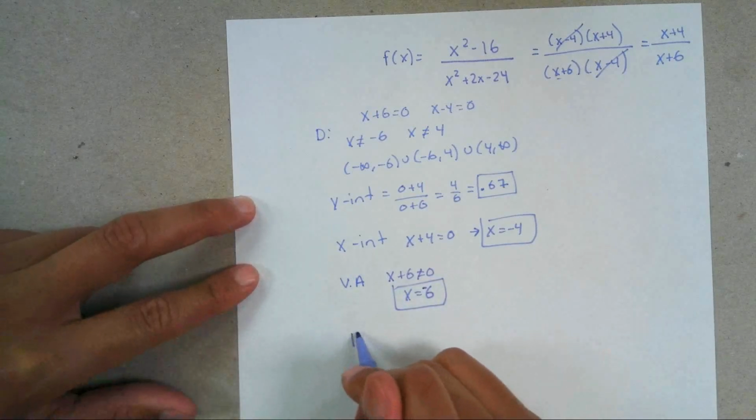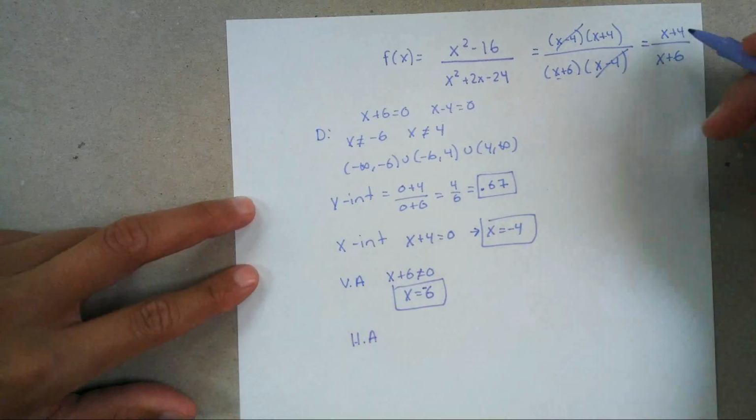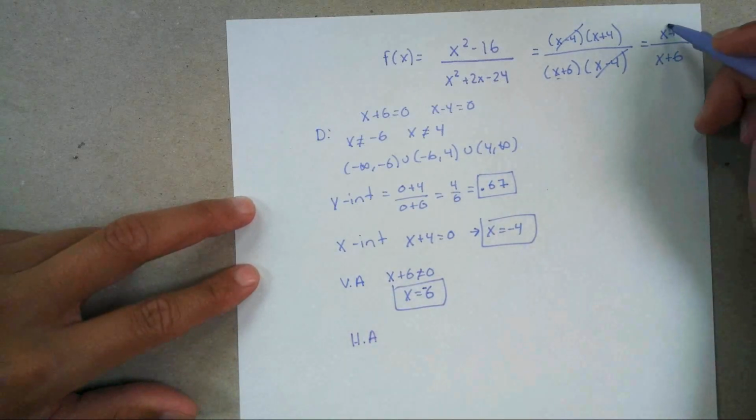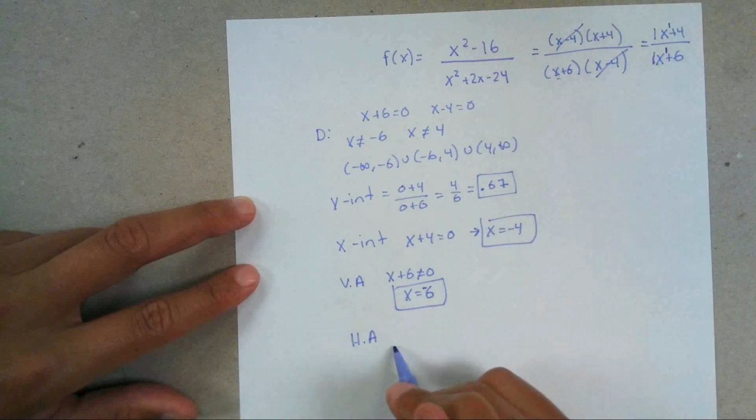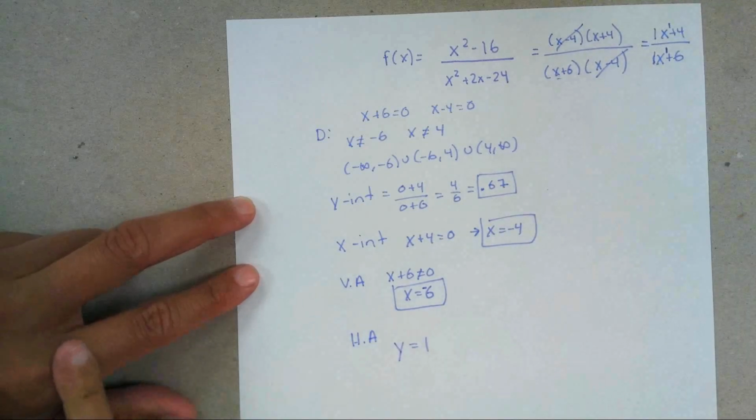To find your HA, you're going to look at your degrees. If you notice, your degree on top is a 1 and your degree on the bottom is also a 1. So because your degrees are equal to each other, you're going to divide the leading coefficients, the leading numbers. You have a 1 over a 1, which means your horizontal asymptote is going to be y equals 1. You always divide them when the degrees are equal to each other.